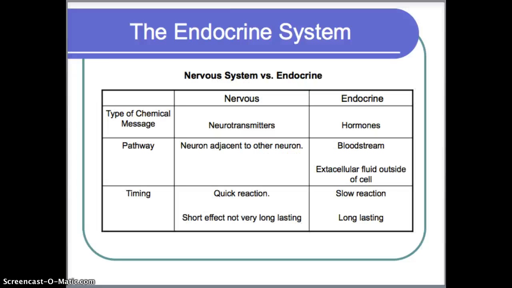So the nervous system and the endocrine system are very similar in that they're both releasing chemicals to induce a response. The nervous system secretes neurotransmitters, whereas the endocrine system secretes hormones. The nervous system sends the impulse from neuron to neuron, whereas the endocrine system utilizes the bloodstream. The nervous system has a very quick reaction. It's very short, not very long lasting, so it's a very fast response. Whereas the endocrine is a very slow reaction. It does take time, but the reaction is very long lasting.